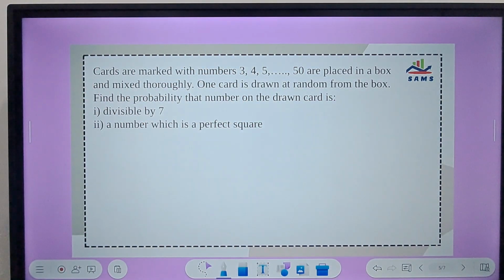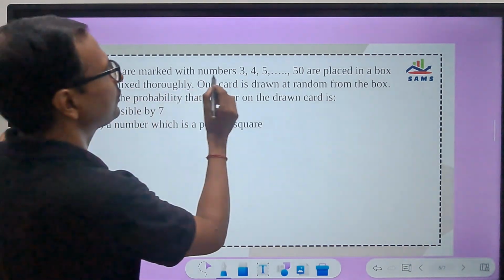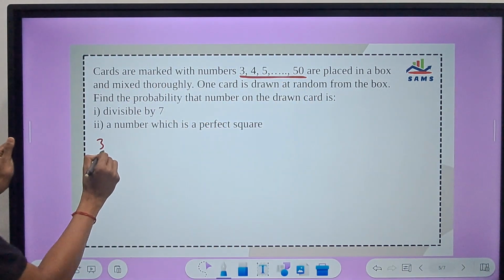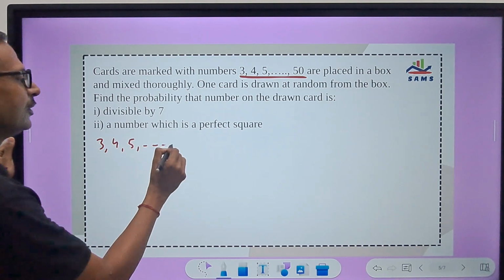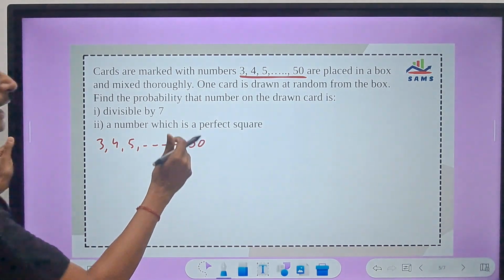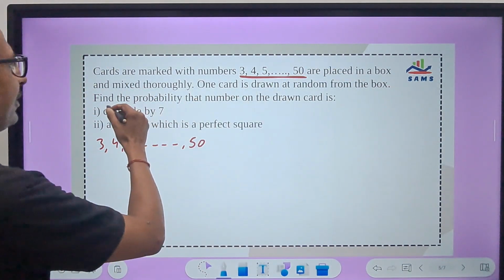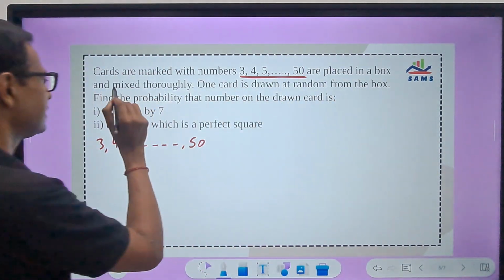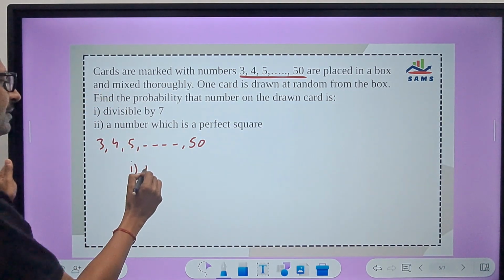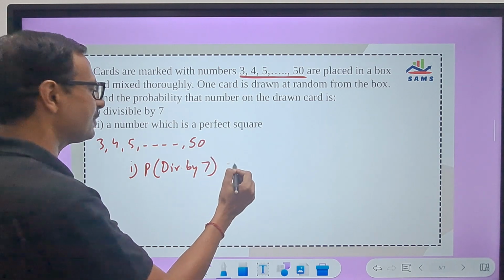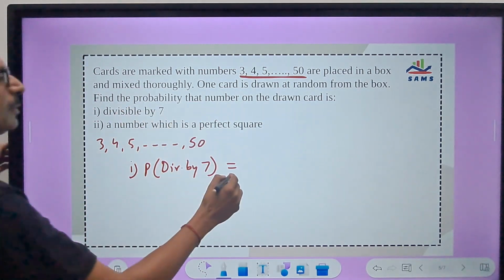Let's see this one. Cards are marked with numbers 3 to 50. Okay, remember 3 to 50, 3, 4, 5 up to 50. And placed in a box and mixed thoroughly. 1 card is drawn at random from the box. Find the probability that the number on the card is, in the first part, divisible by 7. Pretty easy here. Divisible by 7.